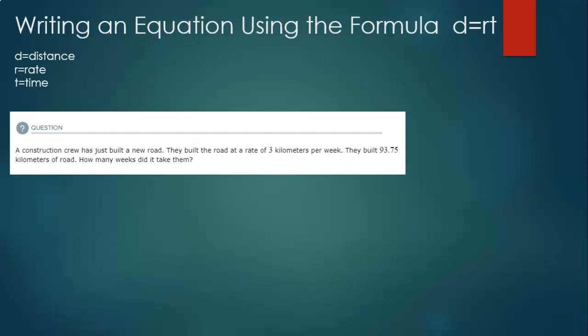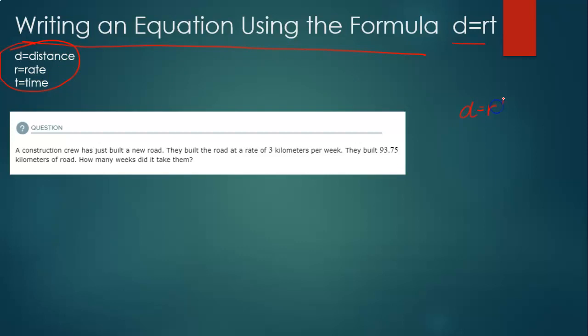Now let's write an equation using the formula D equals RT. So D equals RT is a formula that you're going to see frequently, and you're going to want to know what those variables stand for. So I want you to write a new topic, write an equation using the formula D equals RT, and I want you to write down what your variables stand for. D equals distance, R equals rate, T equals time.